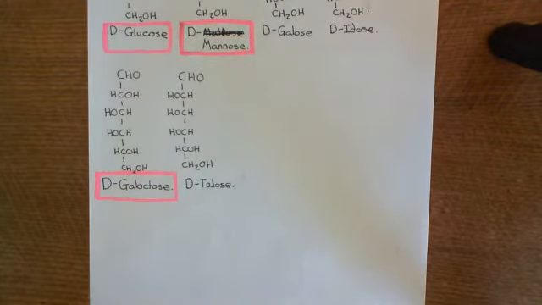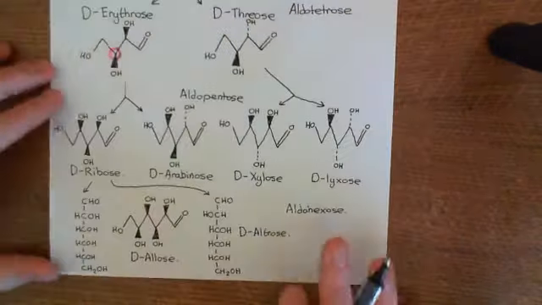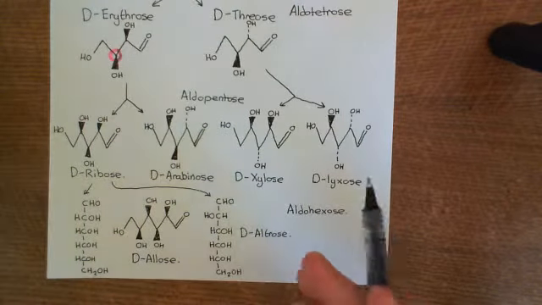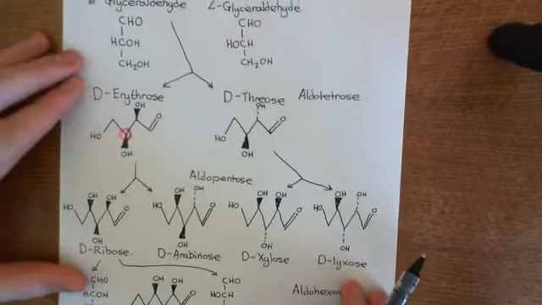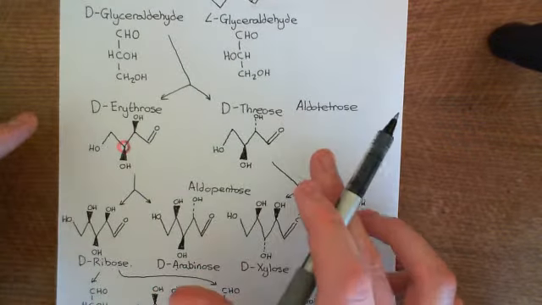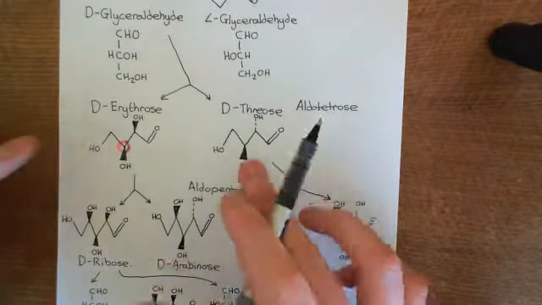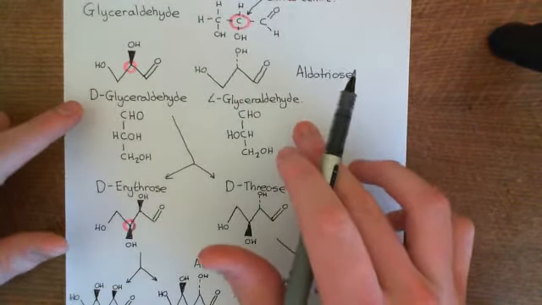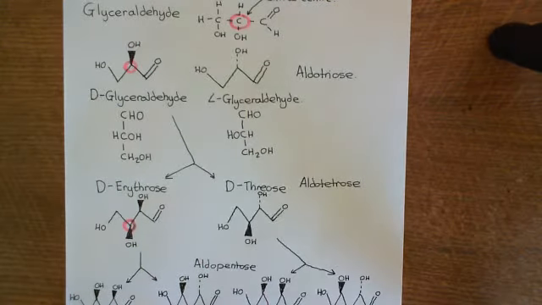We then saw 4 aldopentoses, but of course there are really 8 aldopentoses. Each one of these 4 has an L isomer. We saw 2 aldotetroses, but of course there are really 4 aldotetroses because each one of these has an L isomer. And then we did actually talk about the 2 aldotrioses. So that is all of the aldoses.